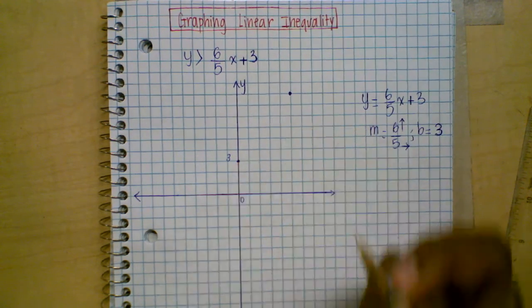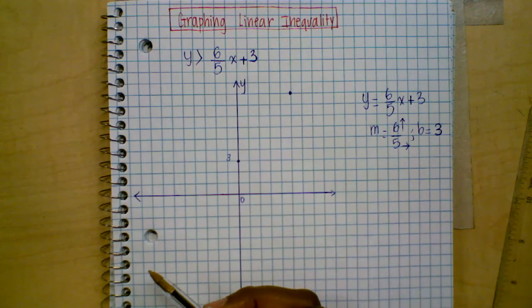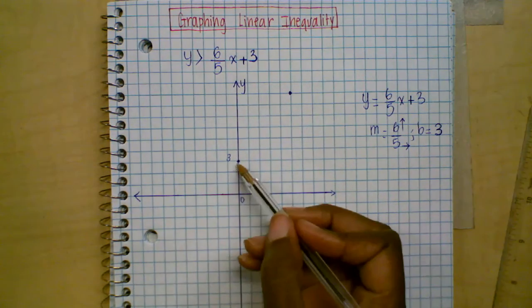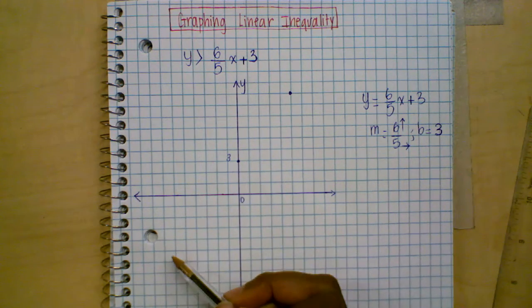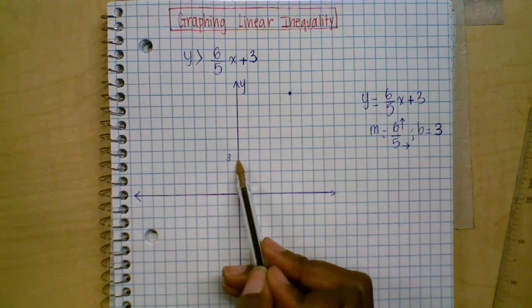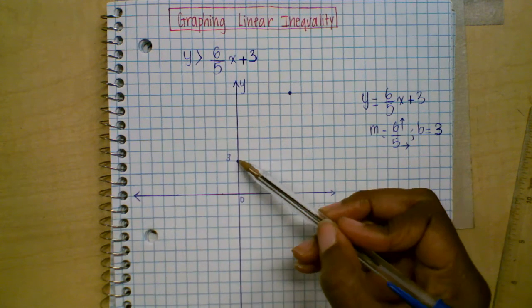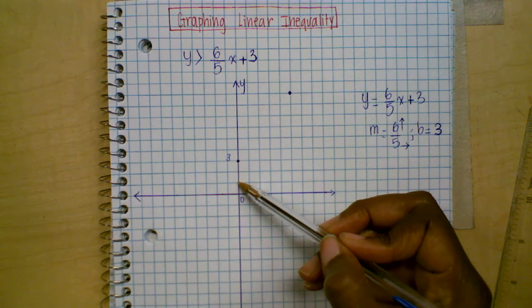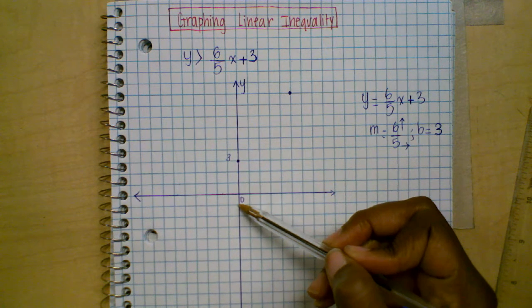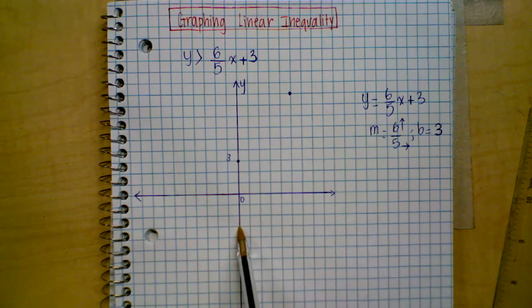I have no more room, so I cannot continue forward, but I can go backwards. How can I build the line on the left? Again, you go back to the y-intercept of y equals 3 here, and you're going to go backward. So instead of going up 6, you're going to go down 6. Let's do that: 2, 4, 6. So I'm down negative 6.